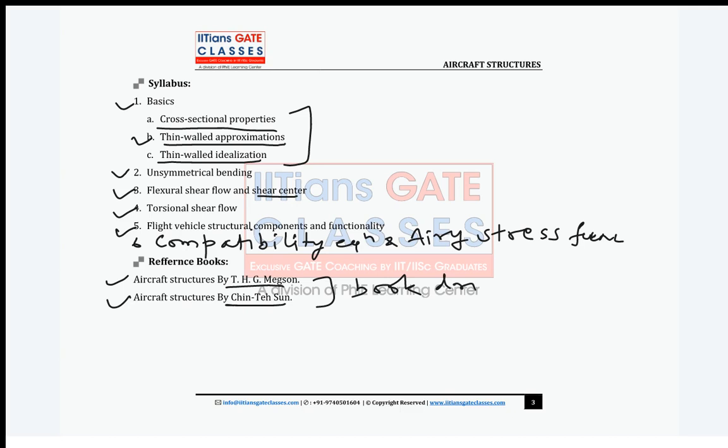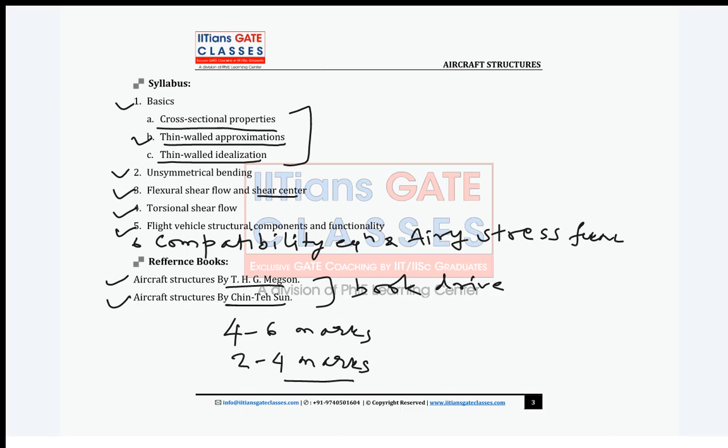Okay, and what is the weightage of this subject? Aircraft structures or thin wall structure, including compatibility, Airy stress function, everything, if you include it, will be like 4 to 6 marks. And if you take other than the compatibility equation and Airy stress function, it is usually 2 to 4 marks.